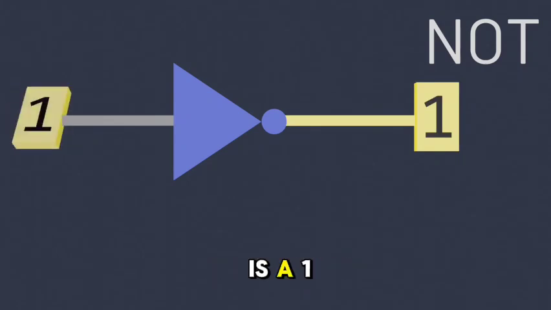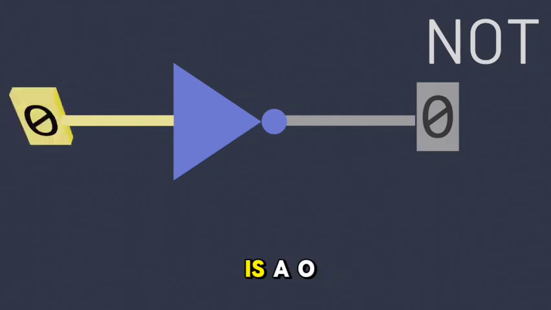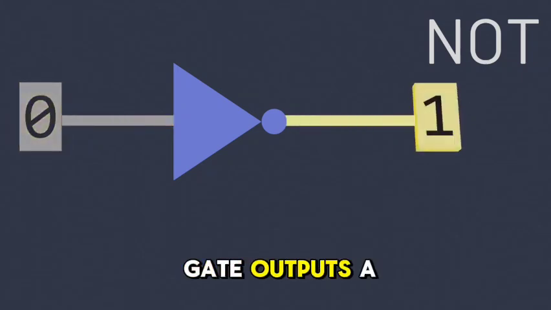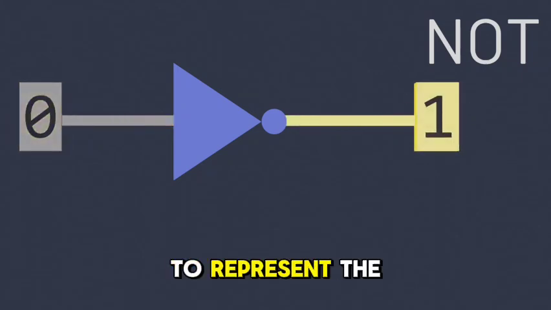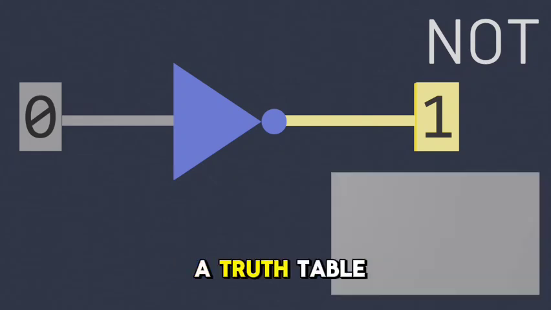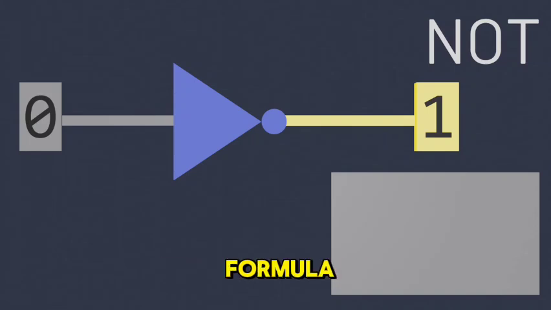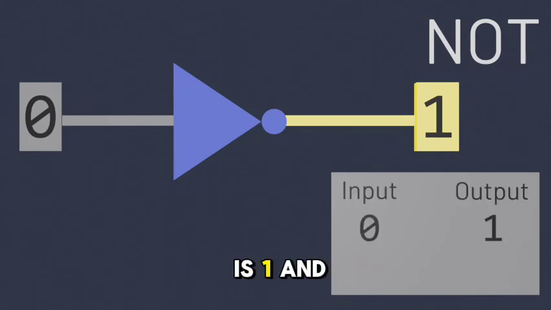If the input is a 1, then the NOT gate outputs a 0. If the input is a 0, then the NOT gate outputs a 1. To represent the logical rule this gate obeys, we can draw a truth table, which is just a way of writing down the rules for some logical formula. This table says that if the input is 0, then the output is 1, and if the input is 1, the output is 0.